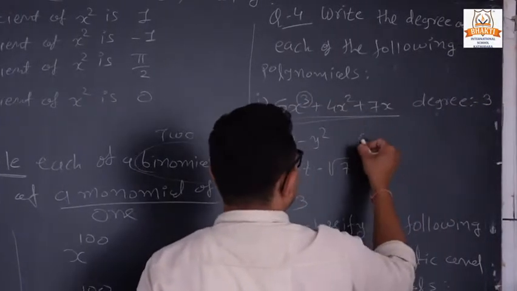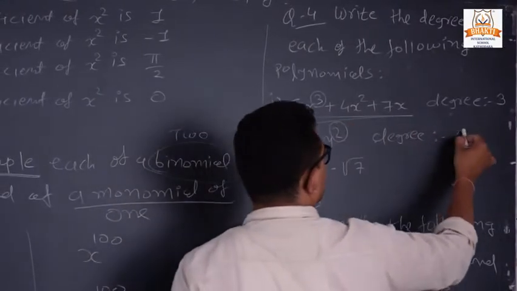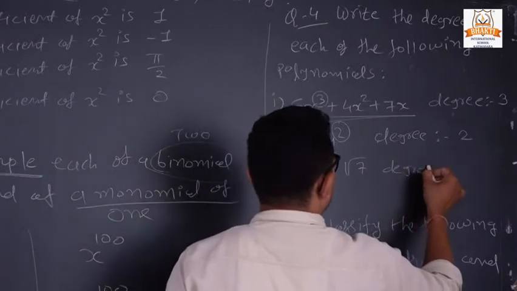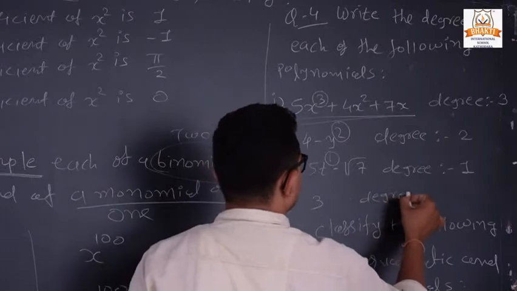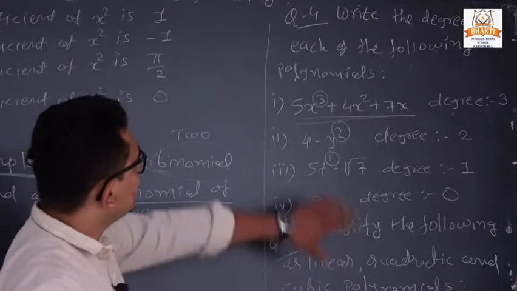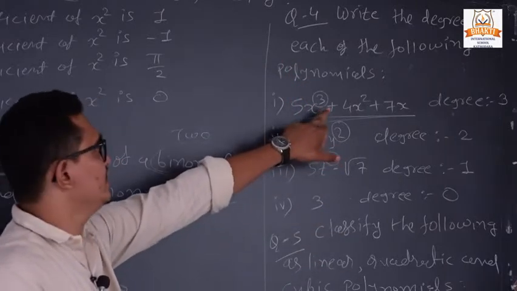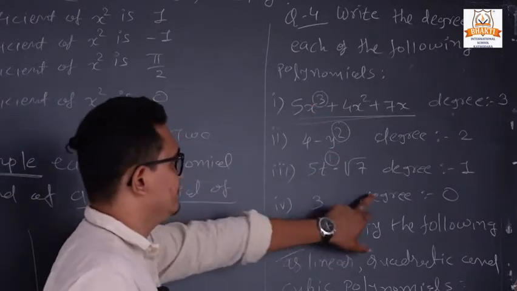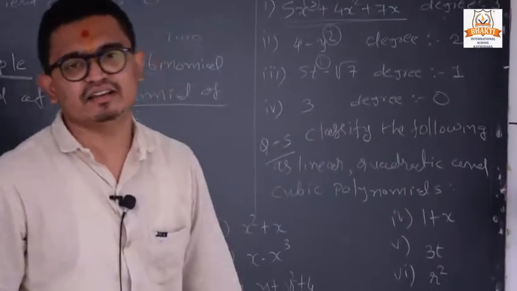In the second question, degree is the maximum power. Here we have a 2, then here we have a 1, and last it is a constant term, so the degree is 0. See that in all questions, the maximum power of any algebraic expression is called its degree. So in question 3 we have 3, 2, 1, and here we have 0. Now the last question is very easy.